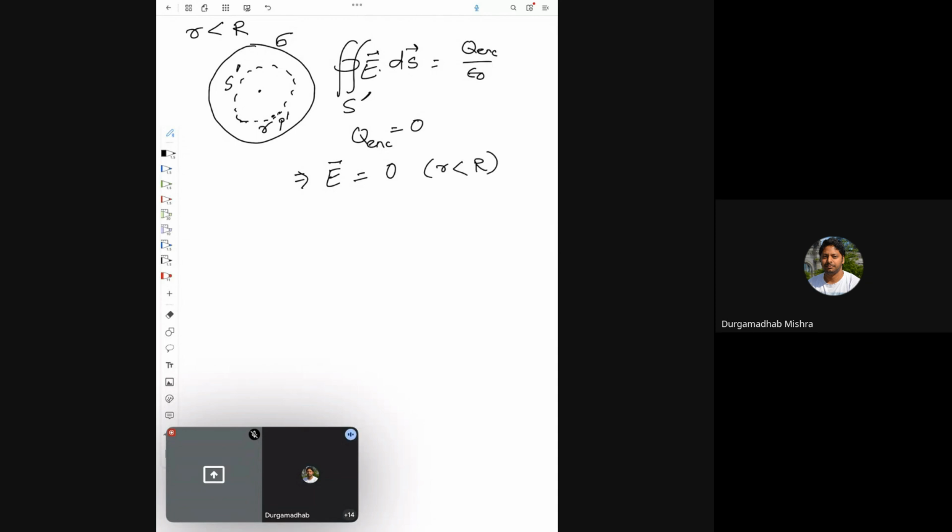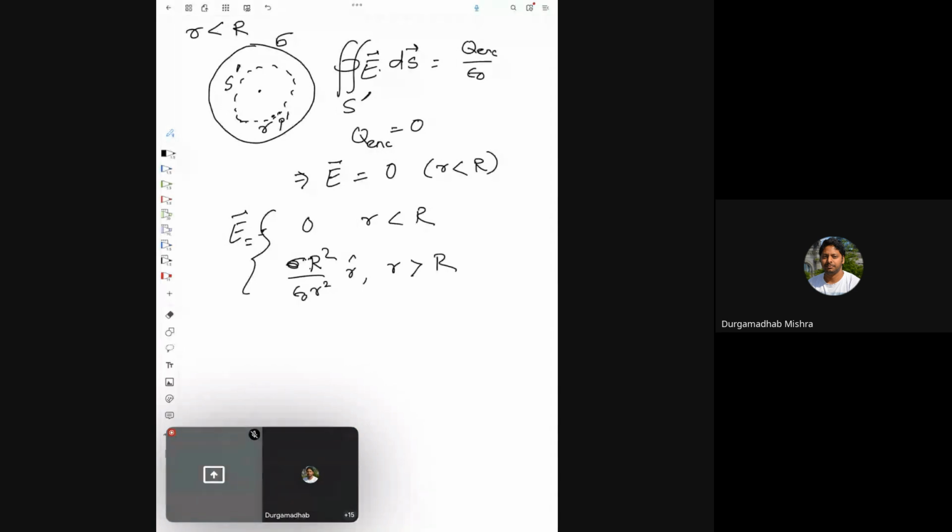So we can write down that E is equal to 0 when r is less than R, and it is sigma R squared over epsilon naught r squared, times r cap, when r is greater than R. Okay.